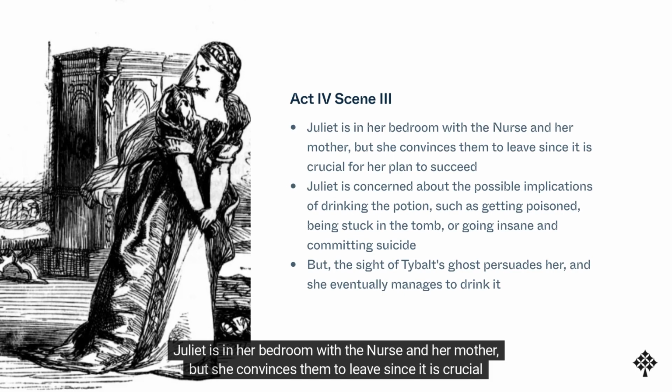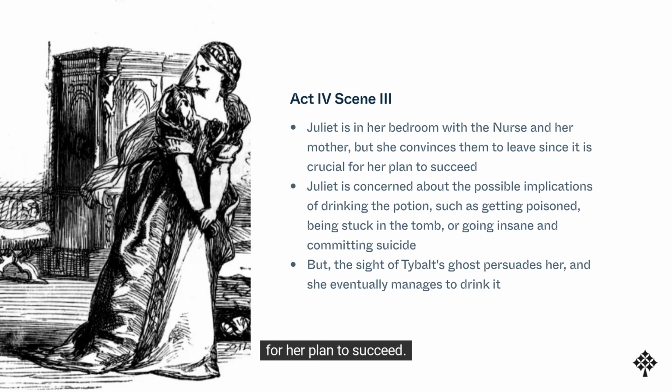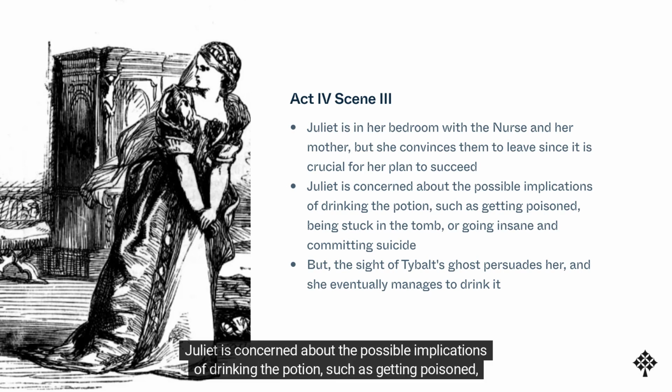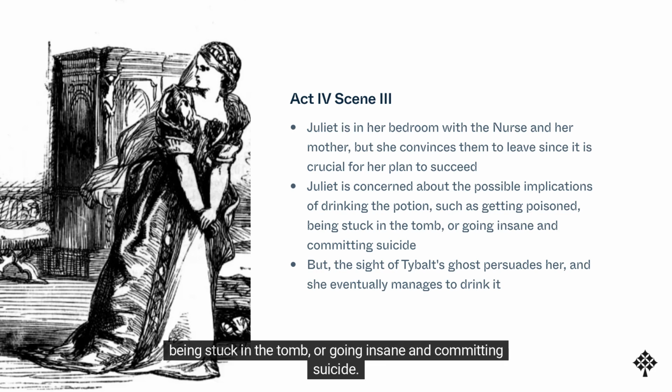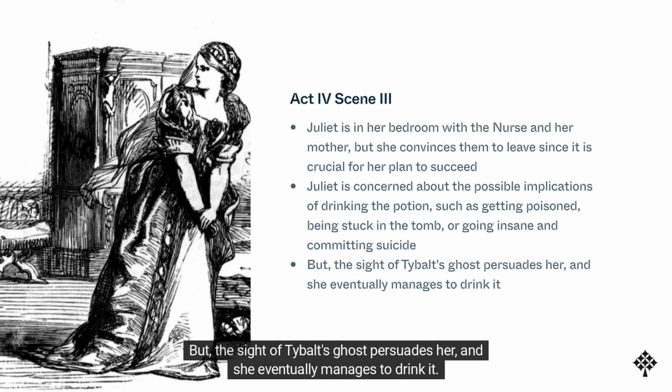Juliet is in her bedroom with the nurse and her mother, but she convinces them to leave since it is crucial for her plan to succeed. Juliet is concerned about the possible implications of drinking the potion, such as getting poisoned, being stuck in the tomb, or going insane and committing suicide. But the sight of Tybalt's ghost persuades her, and she eventually manages to drink it.